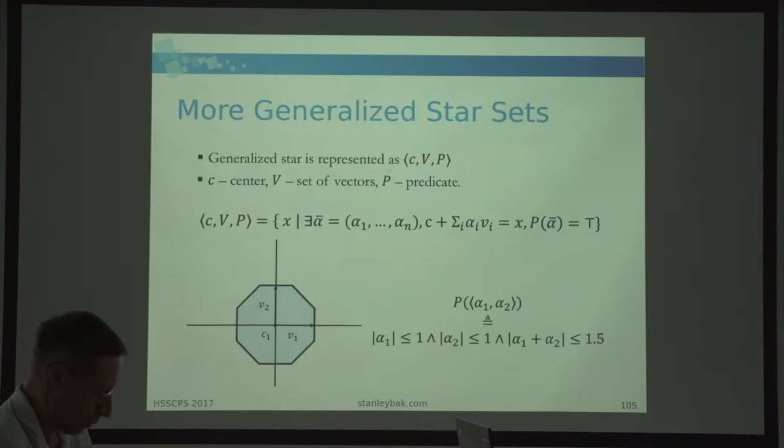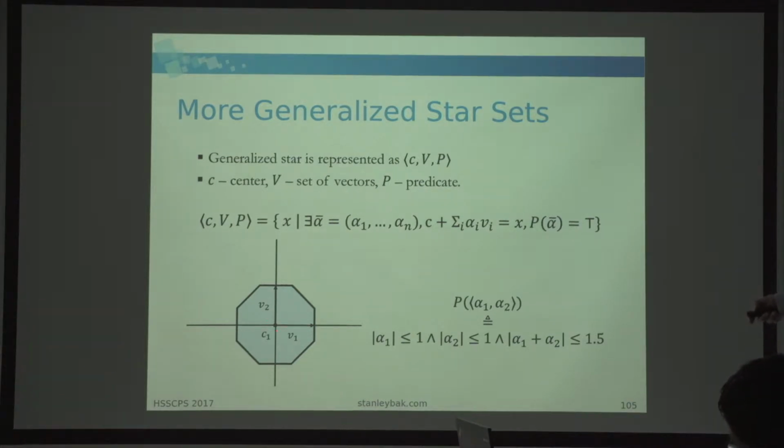We can change the predicate and get more complicated sets of states. So here, again, we have the center at the origin. The vectors are these unit vectors aligned with the axes.